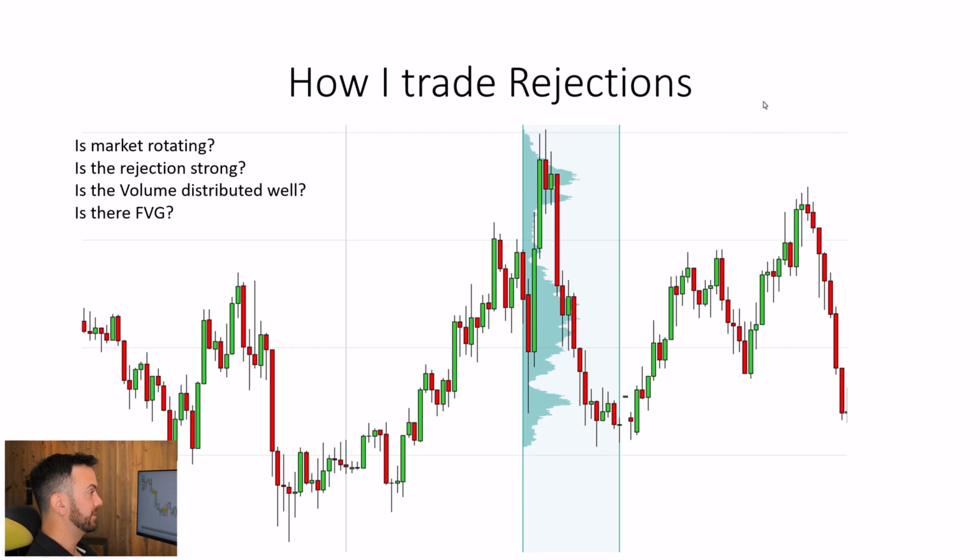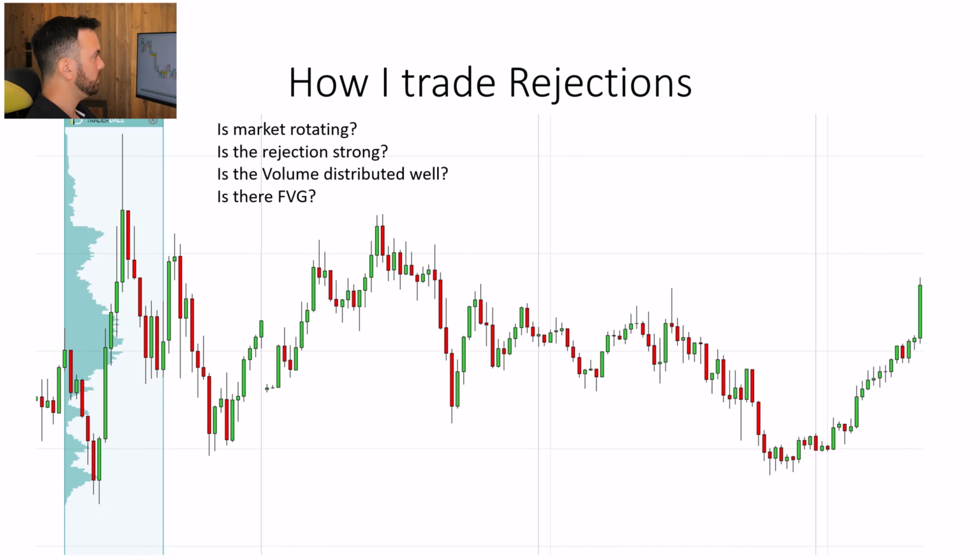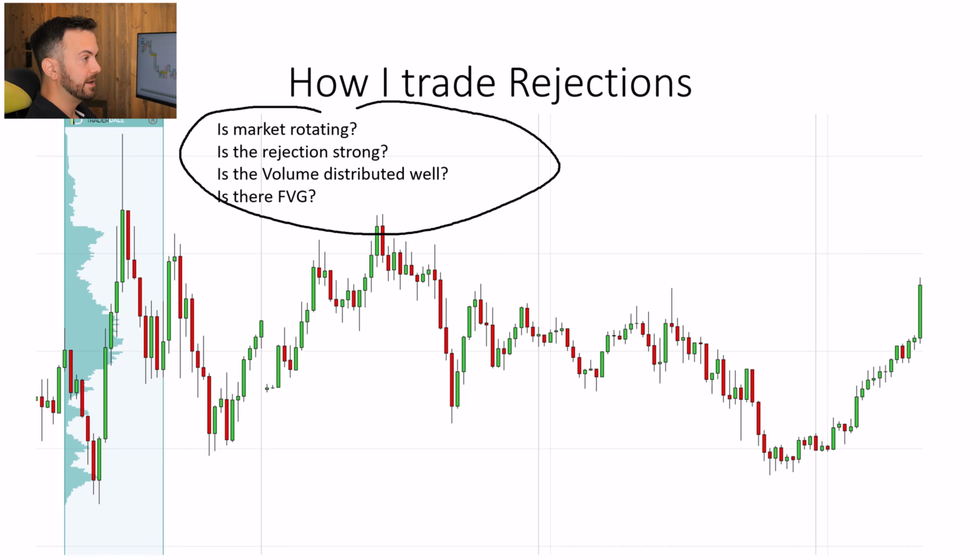Let's take a look at another example. In here, this is a bullish scenario. We have this rejection, and again, the first thing is we need to check whether this is actually a good rejection or if it is a trap. Alright, so let's go through the checklist again.